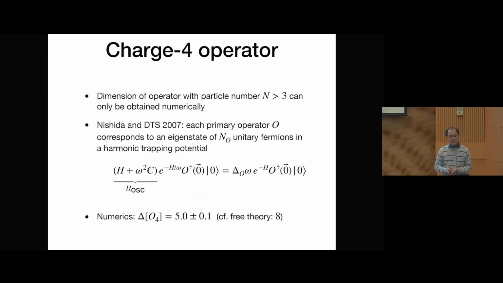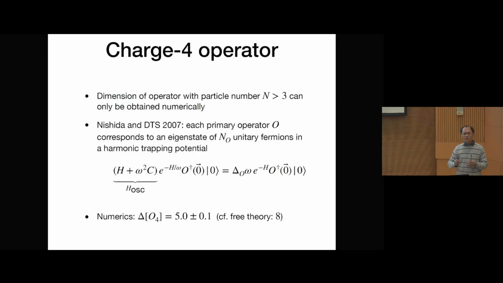Okay, so for the charge 4 operator, when we go further, it turns out that there is no analytic way to find the dimensions. The dimension of operators with charge larger than 3 can be found only numerically. And one way to visualize this dimension is to use the so-called operator-state correspondence, namely that each primary operator O with charge n corresponds to an eigenstate of n unitary fermions in a harmonic trapping potential.